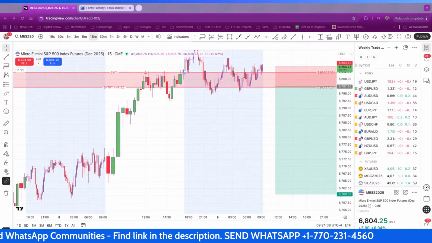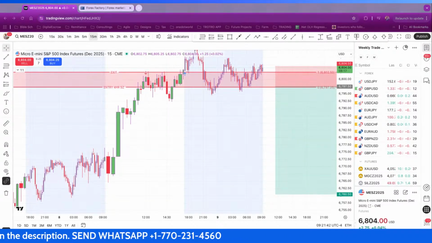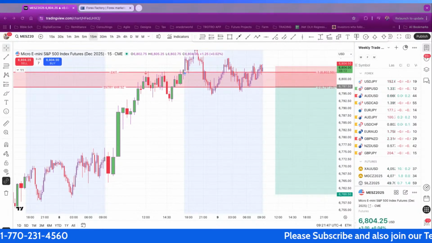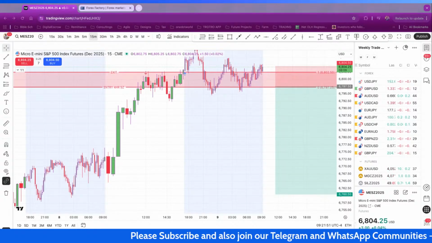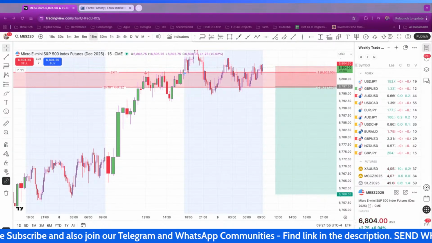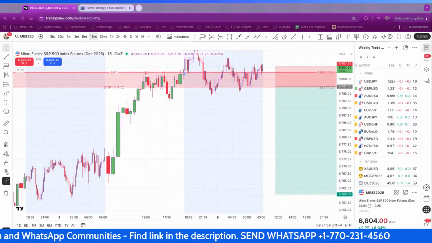Right, good morning, guys. This is a quick market analysis before the market opens. What I'm looking at for the day: I'm going to start with the futures market first, and then from the futures market, we will move down to some other markets as well.